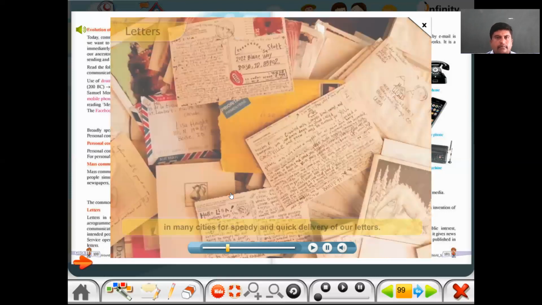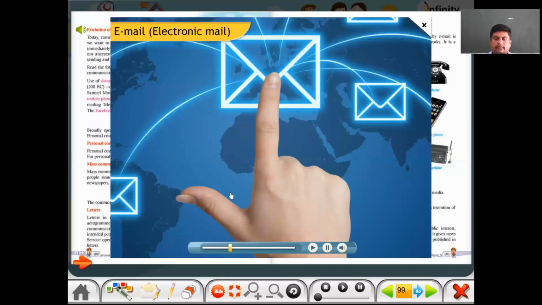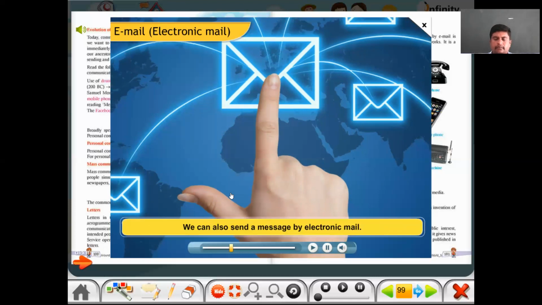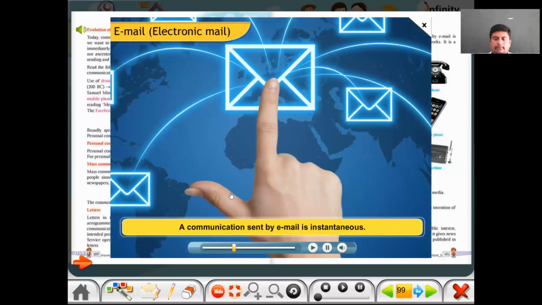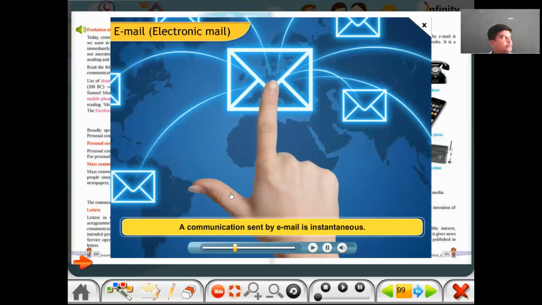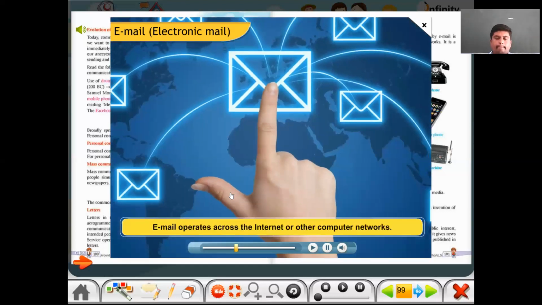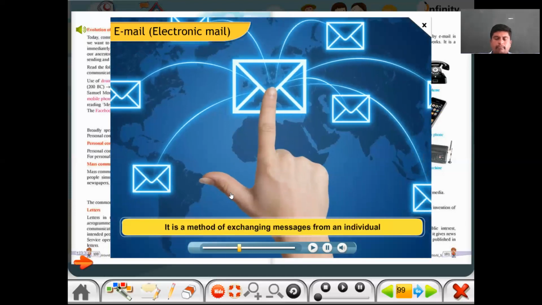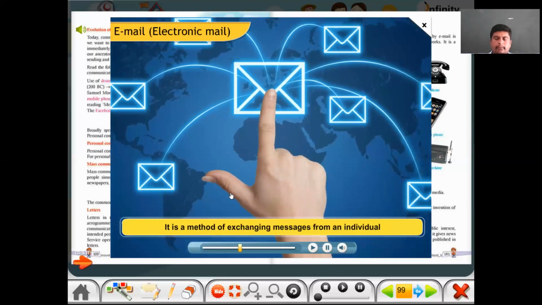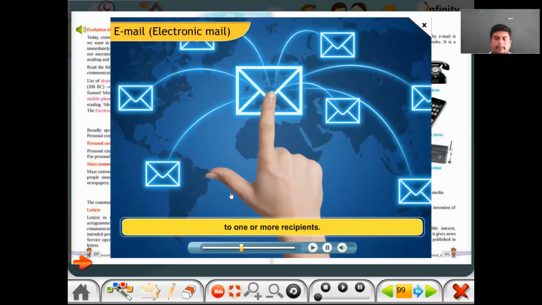Email, electronic mail. We can also send a message by electronic mail. A communication sent by email is instantaneous. Email operates across the internet or other computer networks. It is a method of exchanging messages from an individual to one or more recipients.